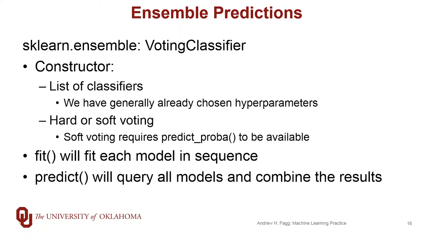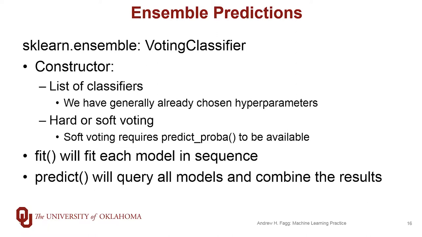When we call fit on an instance of this class, what it will do is turn around and call fit on each one of the component classifiers. And predict will do the same thing. It will take the inputs, provide those to each one of the classifiers in sequence, and then use the chosen voting scheme in order to combine the results.